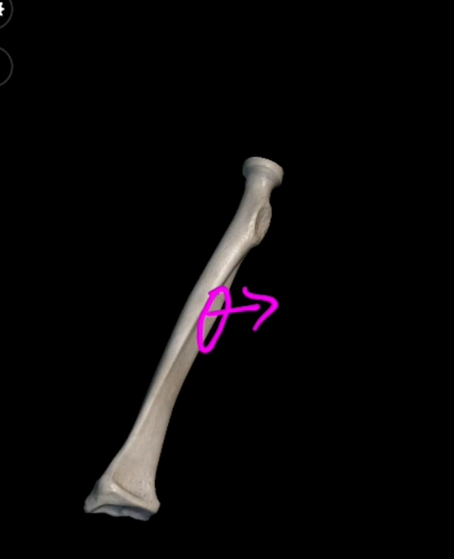Pronator quadratus is inserted into the lower part of the anterior surface and into the triangular area on the medial side of the lower end. So pronator quadratus is inserted into this area, the anterior surface and the triangular area on the medial side of the lower end. This gives insertion to pronator quadratus.